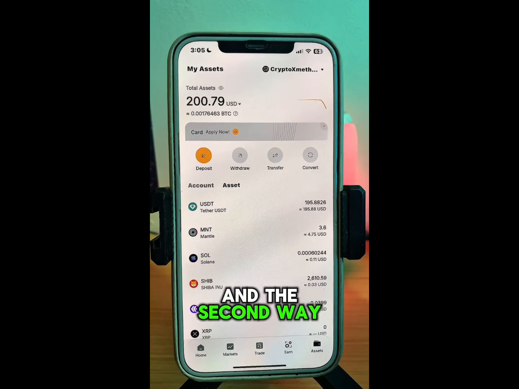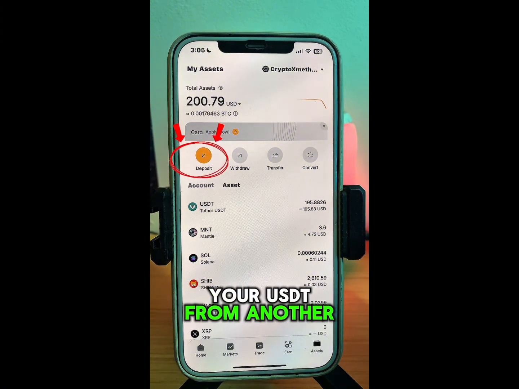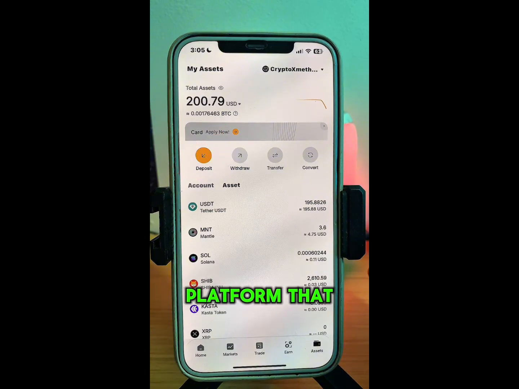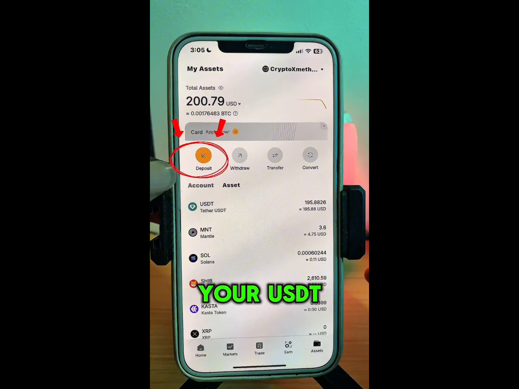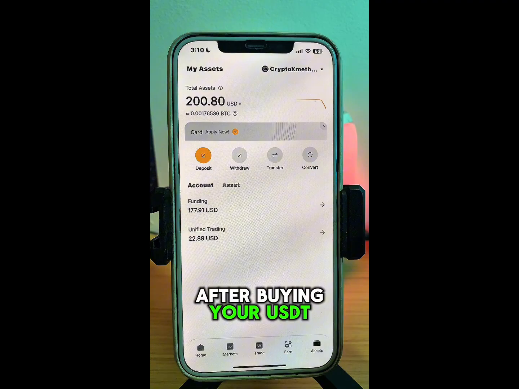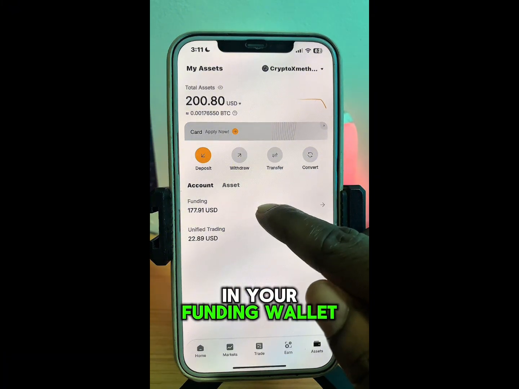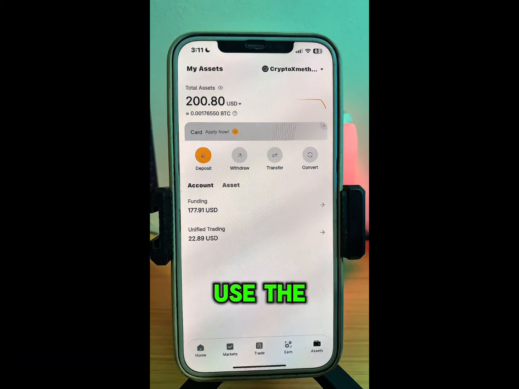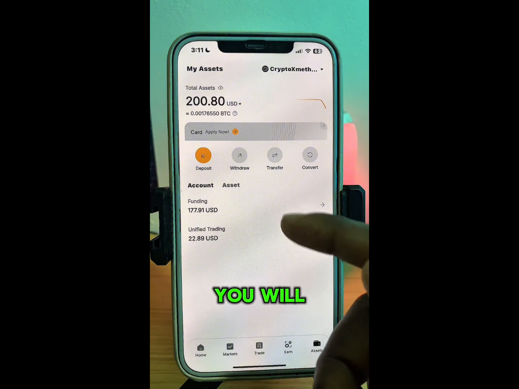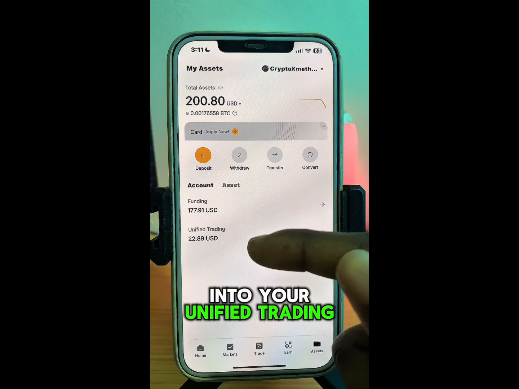And the second way to fund your Bybit account is by depositing your USDT from another wallet or from another platform that you have your funds in. So you just deposit your USDT here and you can use it to start trading on the Bybit exchange. After buying or depositing your USDT into your Bybit account, your funds will be in your funding wallet or funding account. So for you to use the funds to start trading, you will have to move the funds from your funding account into your unified trading account.